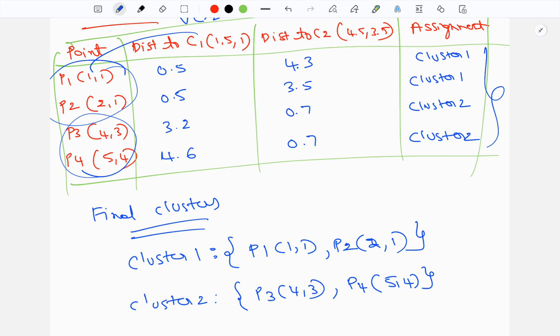That is, the new iteration table is same as the previous iteration table. So finally you have to write the data points which belong to any particular cluster, like this. Two data points belong to cluster 1, these two data points belong to cluster 2.